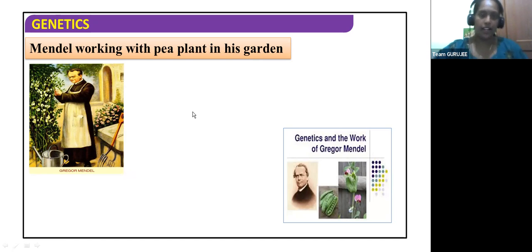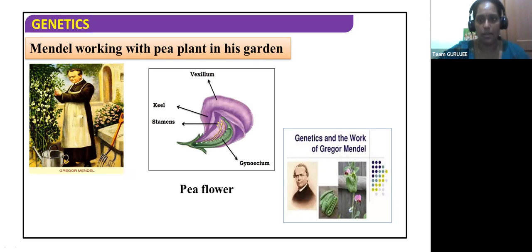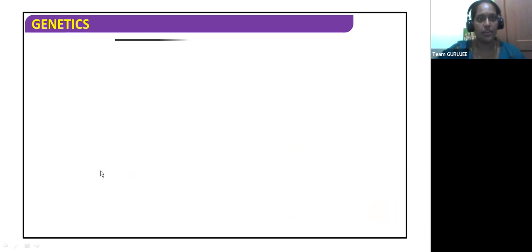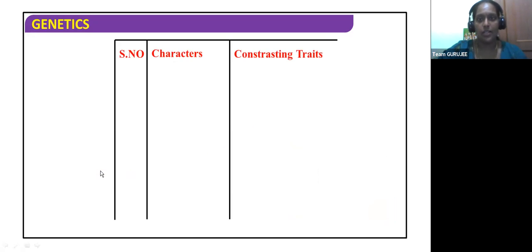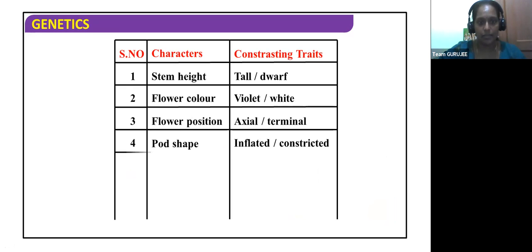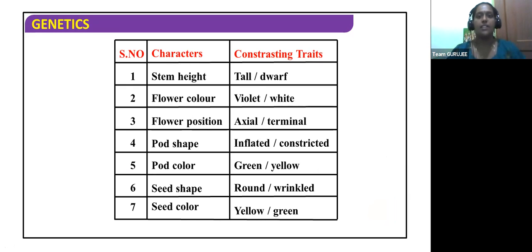So he was working with garden pea plants, and we know about what he did. Okay. So these are the contrasting characters. Wait, let me finish up all the animations. So there were lots of contrasting characters. For example, if you take two different pea plants, you can observe the stem height is either tall or dwarf. The color of the flower is violet or white. Position is axial or terminal. What is axial or terminal? If the flowers are on the top, at the apex, it's called axial. When the flowers are on the sides, it's called terminal.